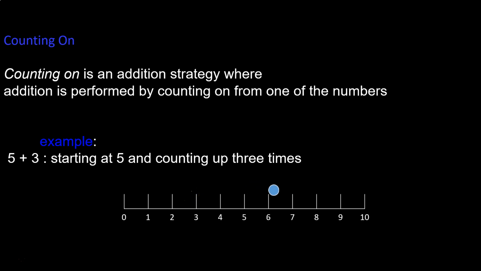1, 2, 3. And then look at where you've landed. We landed on 8, which means 5 plus 3 must be 8. So this is a way of modeling addition using counting on.